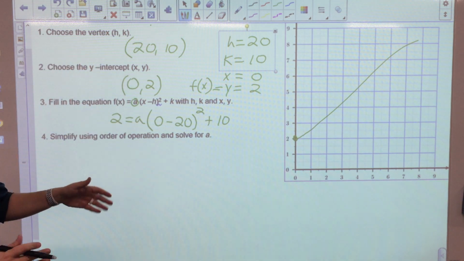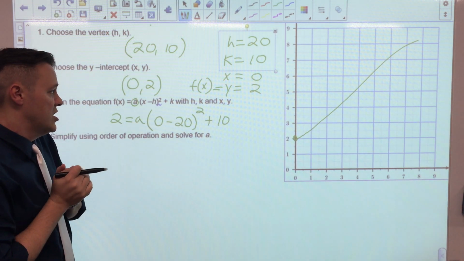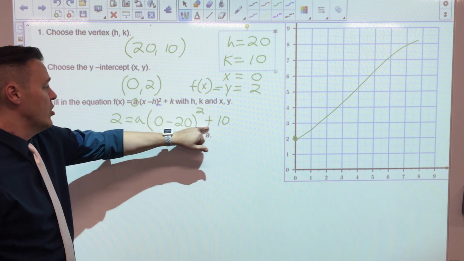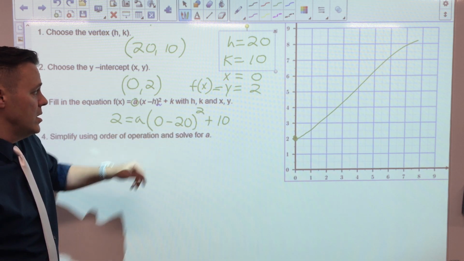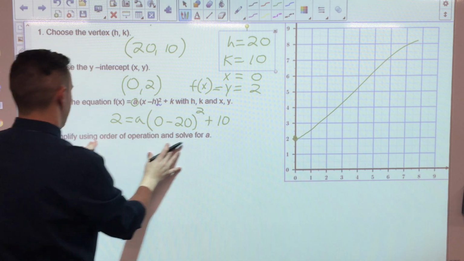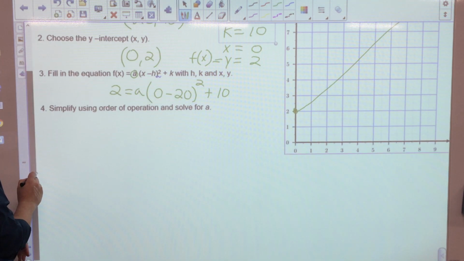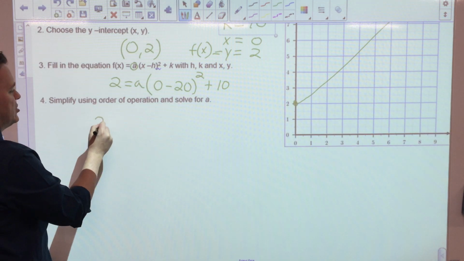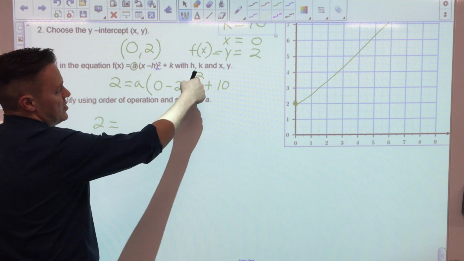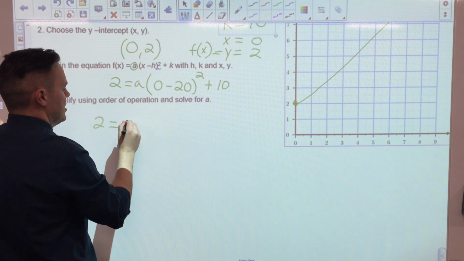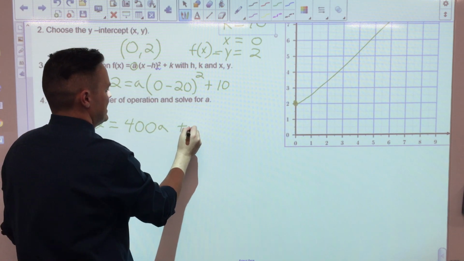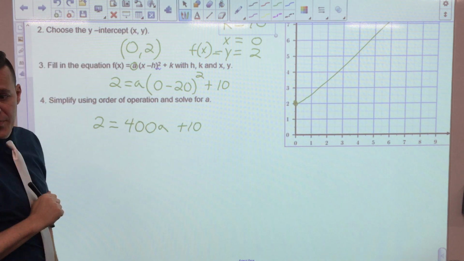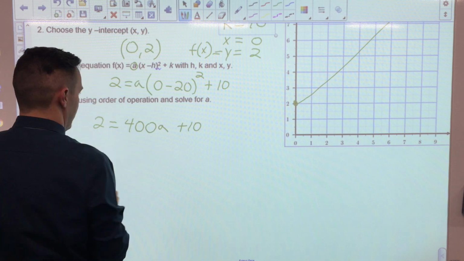All right? So here's what you're going to do from there, ladies and gentlemen, you're going to break out this square, and your next step to solve it, simplify using order of operations, you drop it down to here. So it'd be 2 equals negative 20 squared, which is always going to be a positive, so it's 400a plus 10.